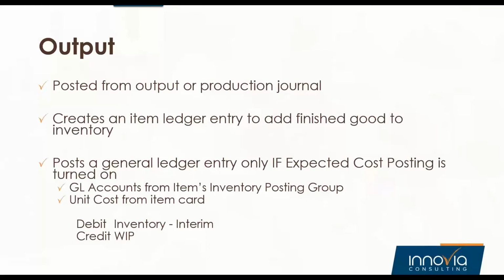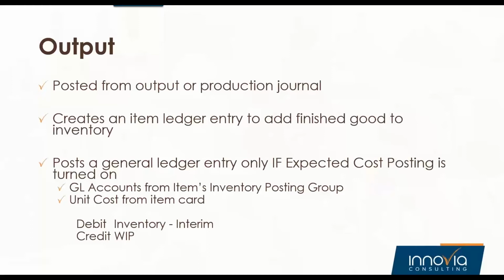And the GL accounts are taken from your finished good inventory posting group. So in this case, it's expected costs, so it'll debit your inventory interim account, and then it will credit WIP. So WIP will then get shored up on that finishing of the production order, that transaction.